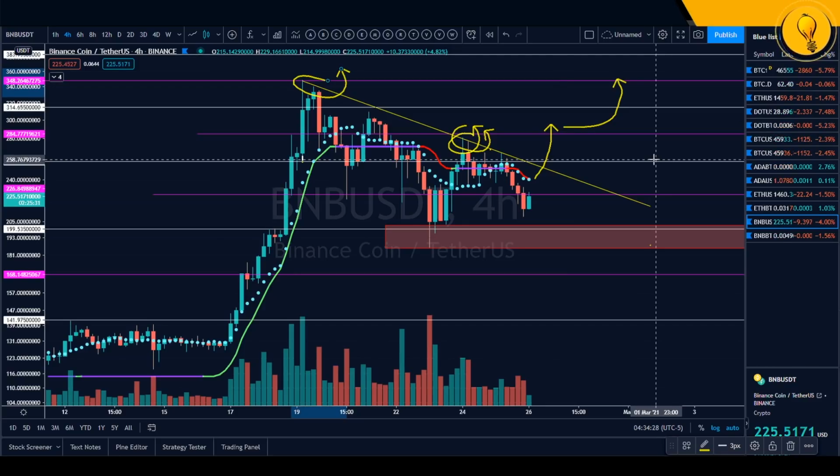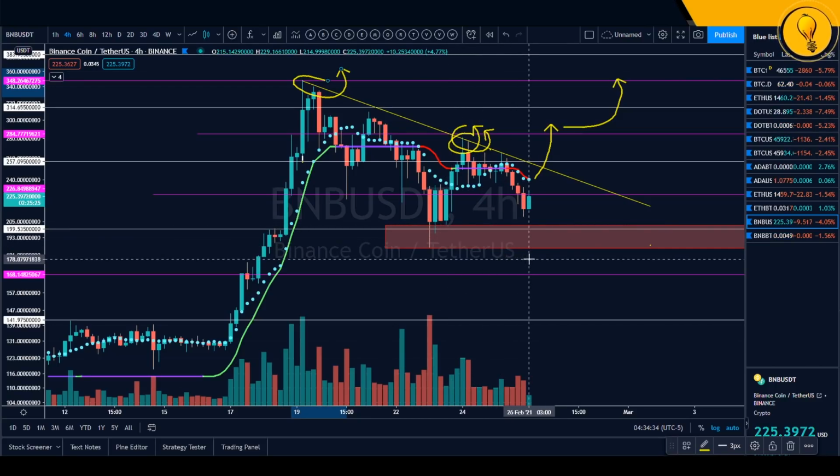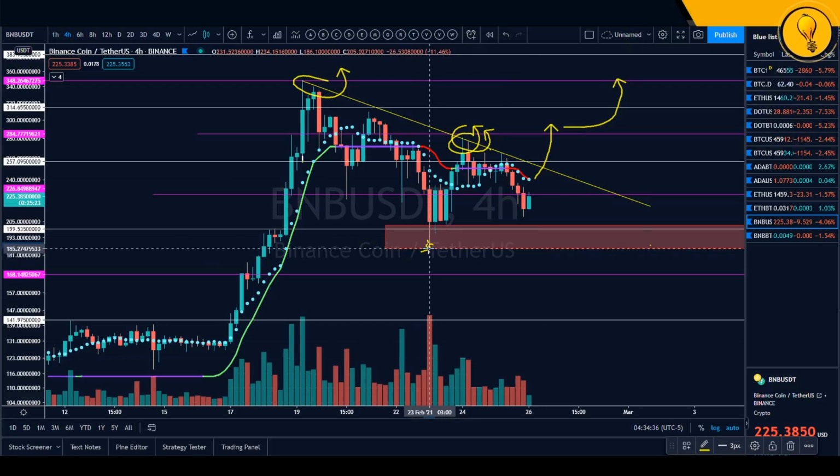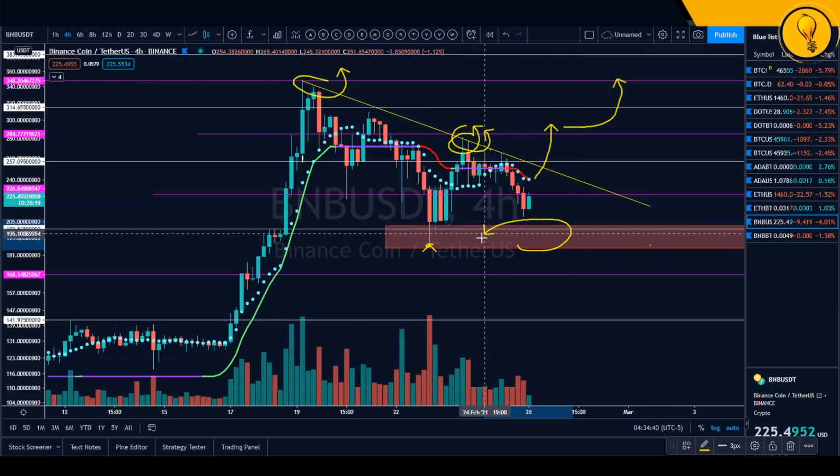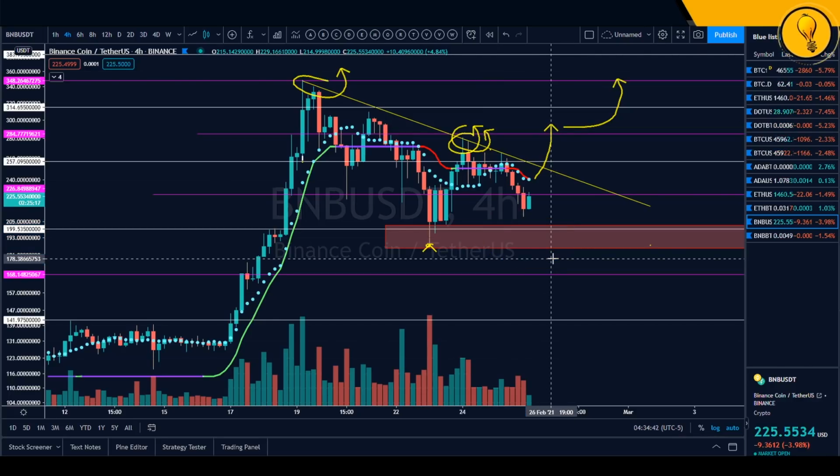But so far, I mean, this looks decent. As long as, like I said, we're not taking out this range of support to the downside, so we're not seeing a wick past this region right here, or a candle body close underneath this entire region right here, I think this BNB has got a chance of revival. So now this is what BNB USDT is doing.